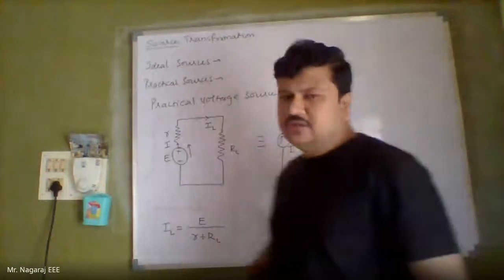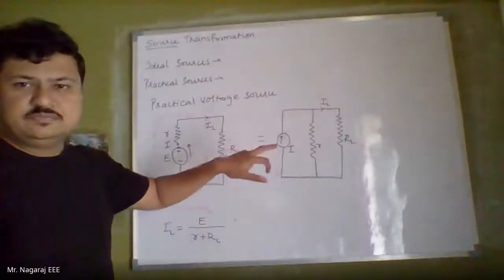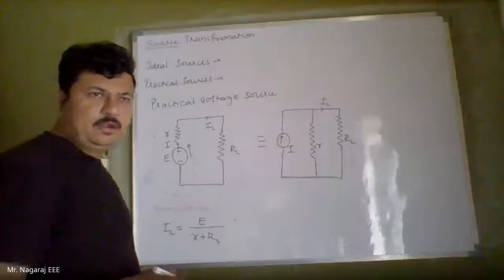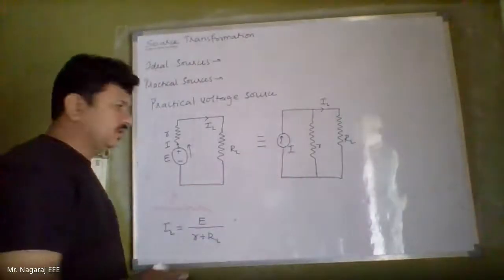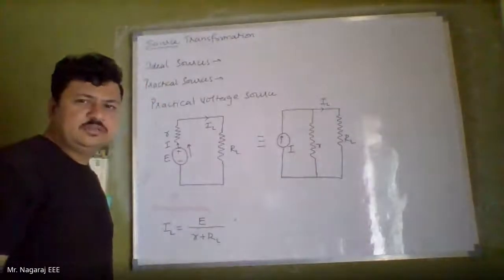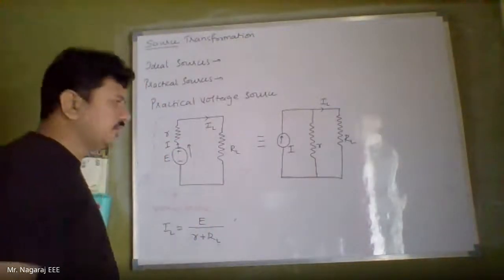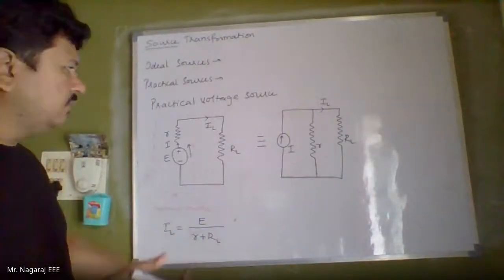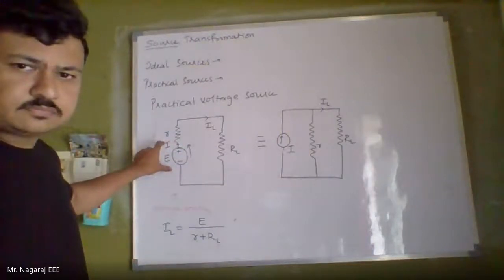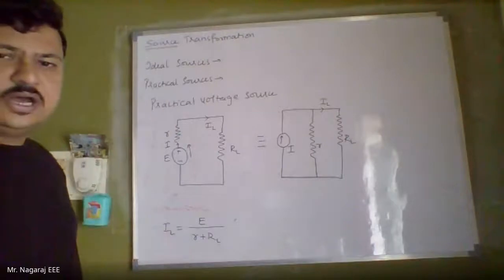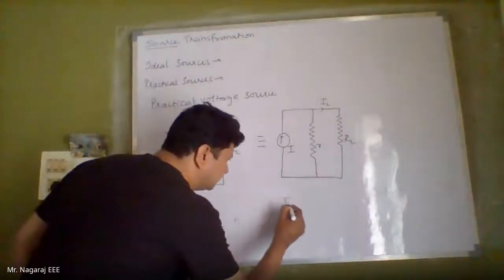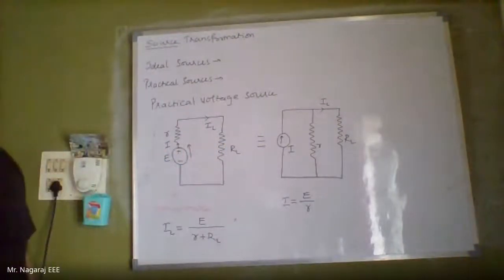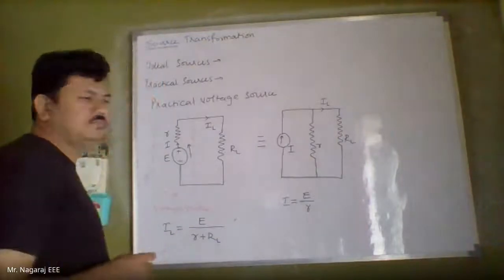Now this is the value of the current source. How exactly can I give the value? Once I get the value I, I will get the value IL, because it is simply a current divider equation. Now, what is the value I of the source? The value I of the source will come from E and the internal resistance R. So I is E divided by R.